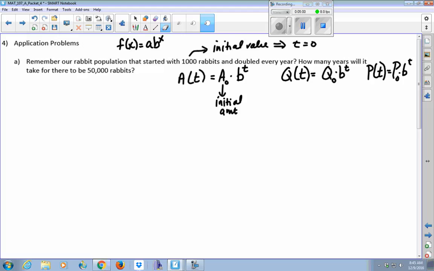What variables you use depends on the story. So let's take a look. Let's work with this first model here, and let's put into this equation, in this function, the information we have here.